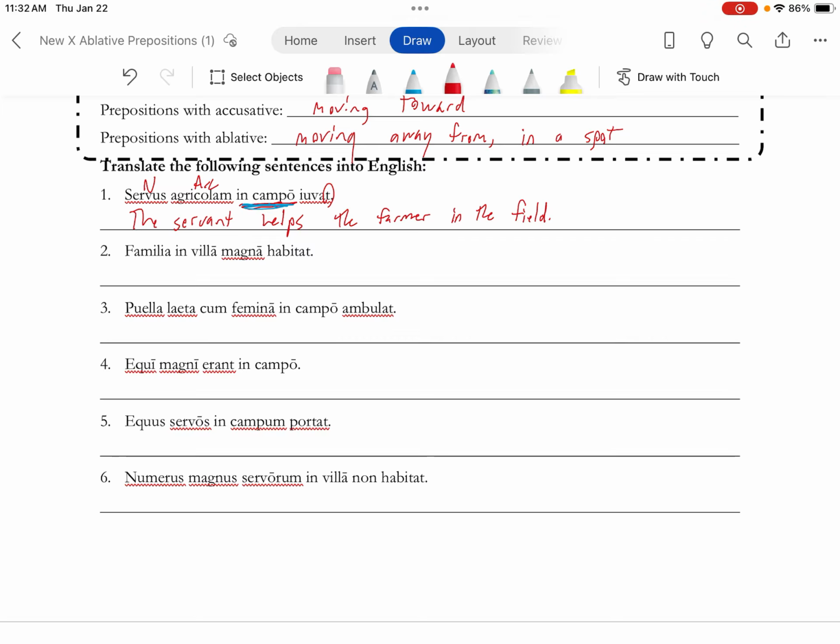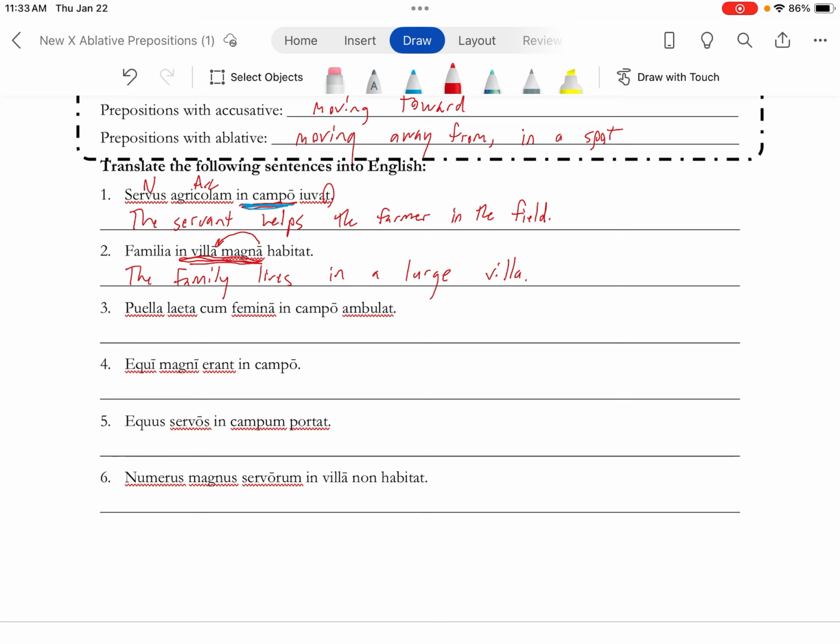Next sentence, familia in villā magnā habitat. Our phrase is going to be in villā magnā. Note that the long A on magnā matches with the long A in villā. So familia habitat, the family lives, in villā magnā, in a large villa.